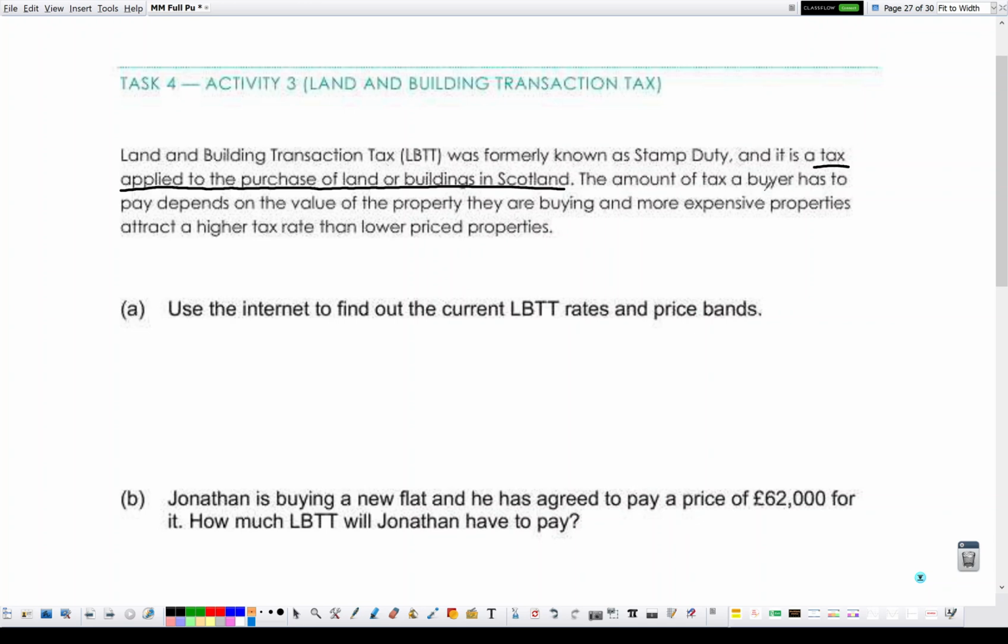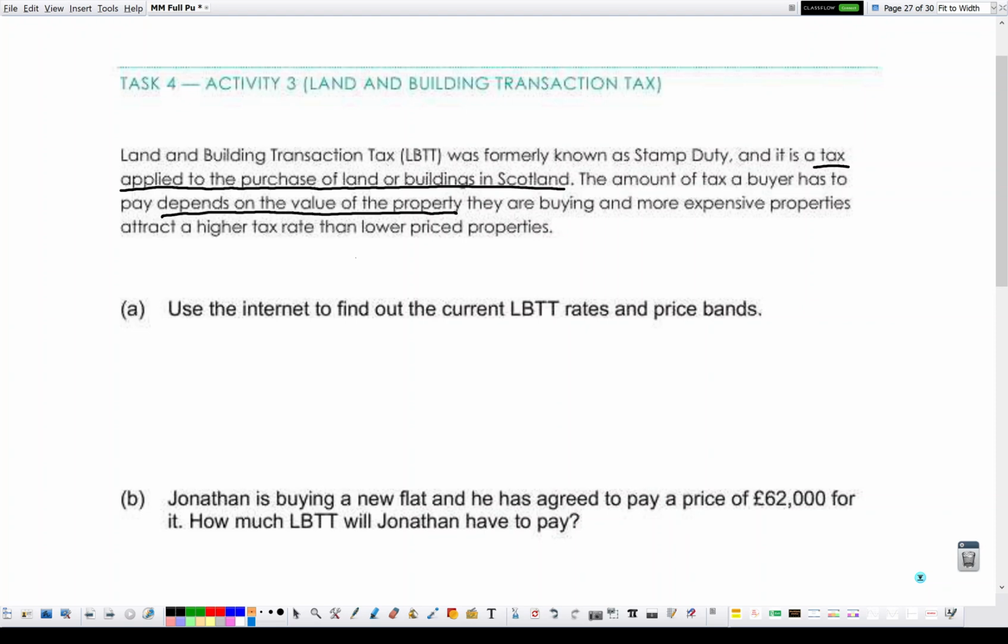The amount of tax a buyer has to pay depends on the value of the property they're buying. More expensive properties attract a higher tax rate. Okay, so just as with most of these different types of tax, it is a tiered system. The lower the value, the less tax you're charged. The higher the value, the higher tax rate you're charged. That's kind of how it's been working for all of these tax things we've looked at.